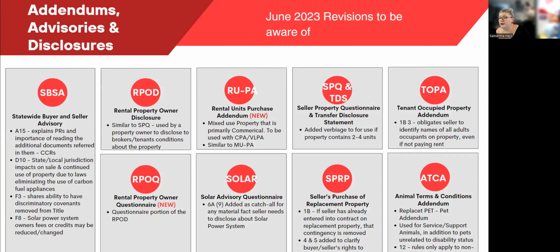So if you have 1 to 4 units, both forms are there. There's always a constant discussion of how many forms do we need? Do I need 3 SPQs? Do I need 2? Do I have to do one for each unit? What do we do? So this is going to help walk us through and clarify that.